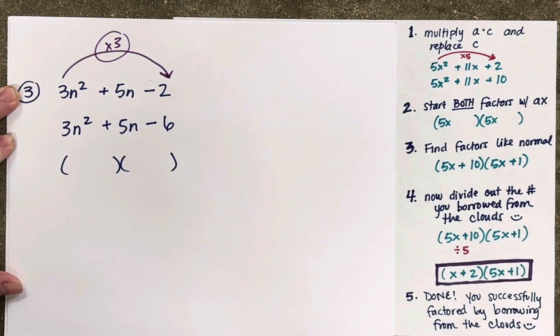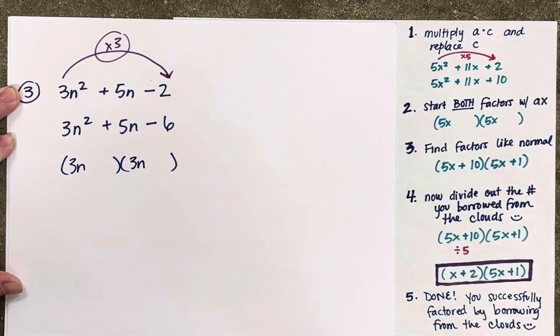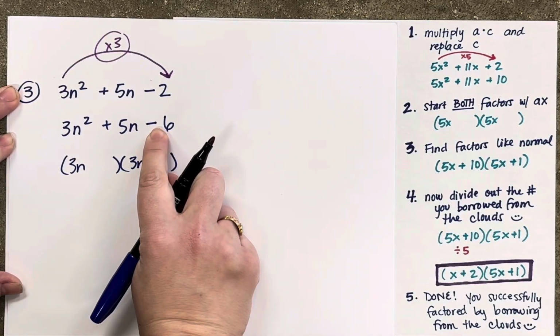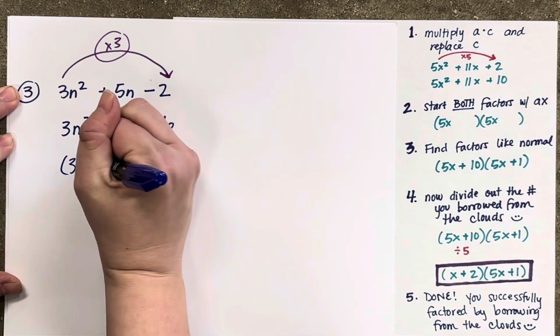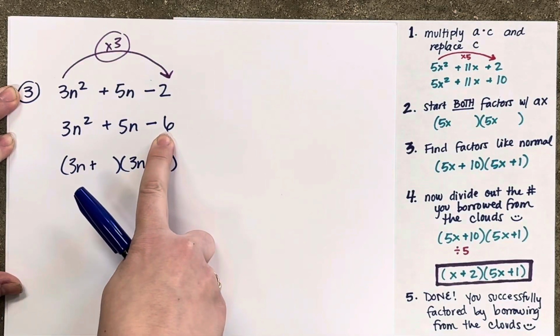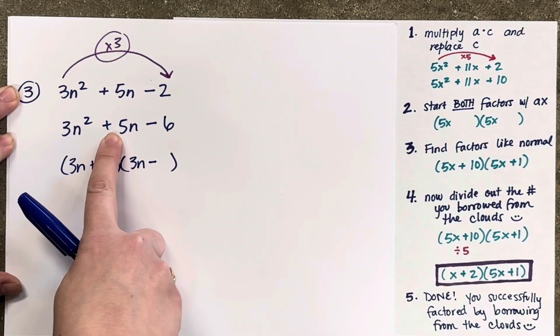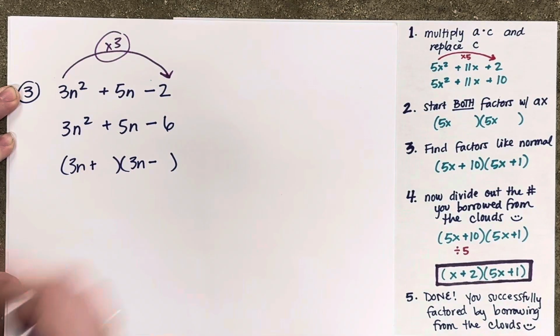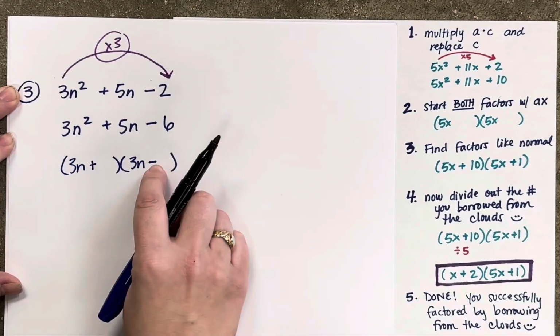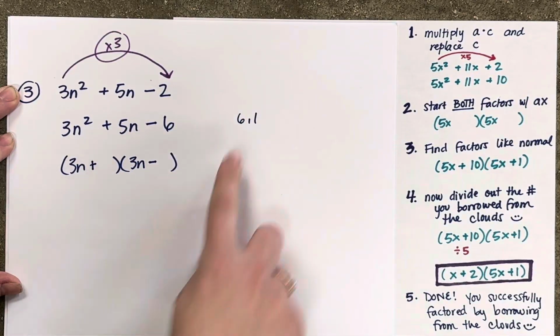Set up my factors. 3n times 3n. I've got a negative here, okay? So I have to have one positive and one negative because a positive times a negative is a negative. So what are factors of 6 that give me a difference of 5? Well, I have 6 and 1, or I have 2 and 3. And since I'm subtracting, it has to be 6 and 1. Okay, those are my factors.